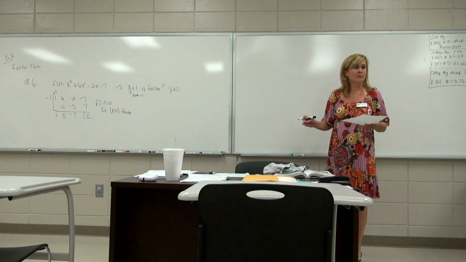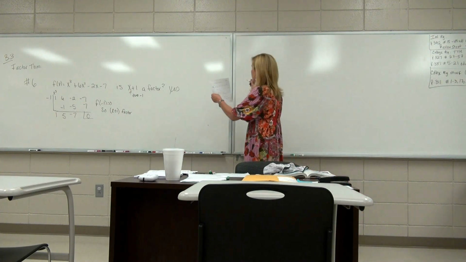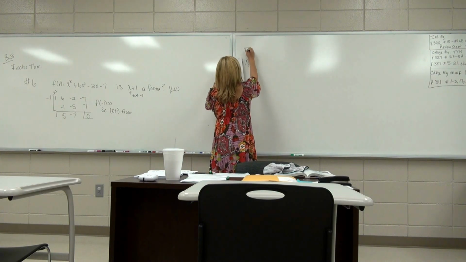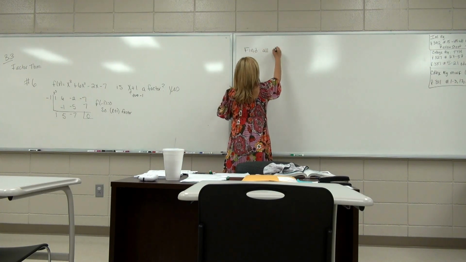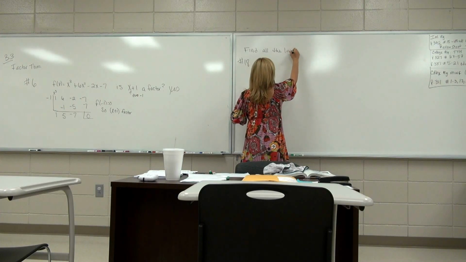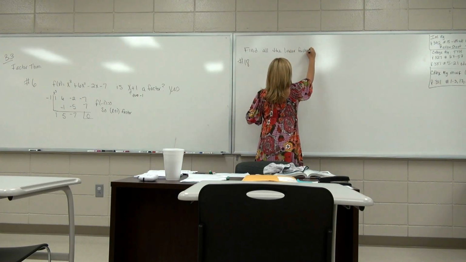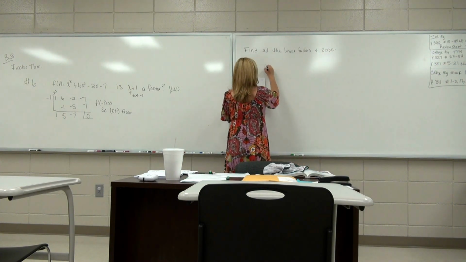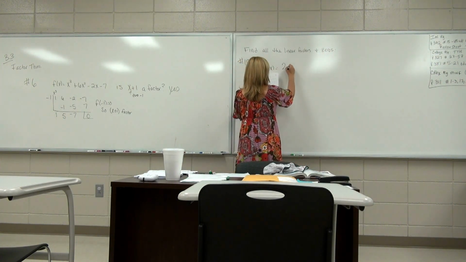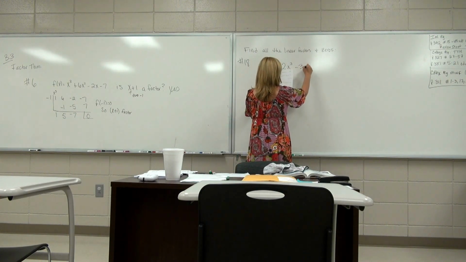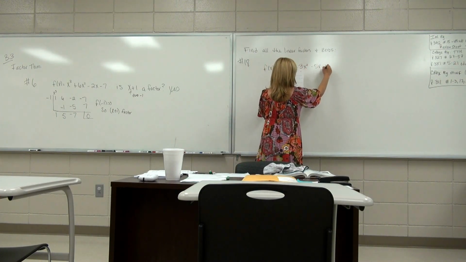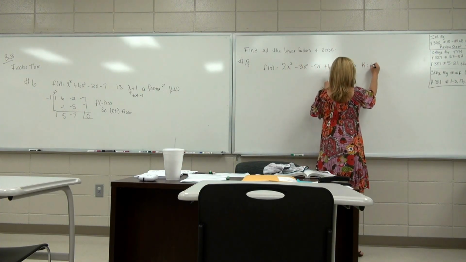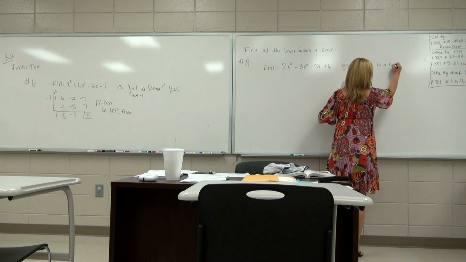So far, so good. Now, this is where we get to the good problems, like in number 18 in your book. You're told to find all the linear factors and zeros. On number 18, you're told that f of x is equal to 2x cubed minus 3x squared minus 5x plus 1, and you are given that k equal 1 is a 0.